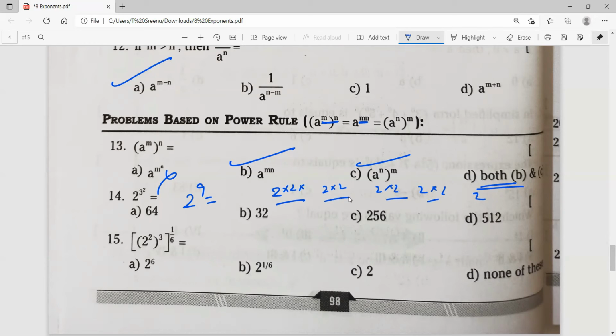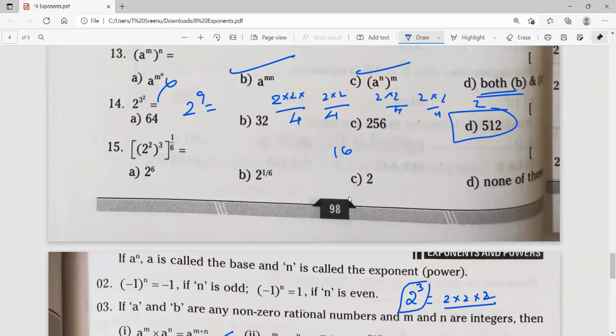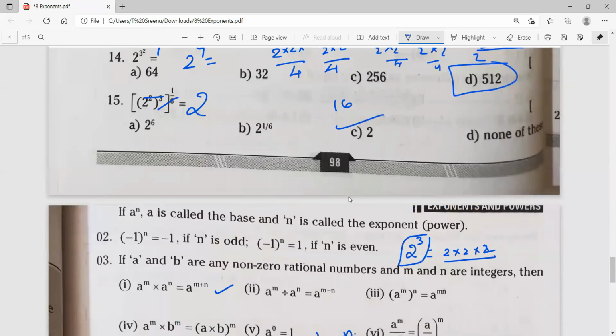To do here, 4, 4, 4, 4. 16, 16, the 256. You'll get 512. And in this one, you can cancel this 6 and 6. You will get 2 more. This is the answer. That's how. Next video.